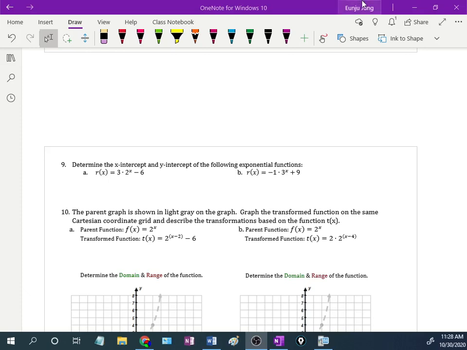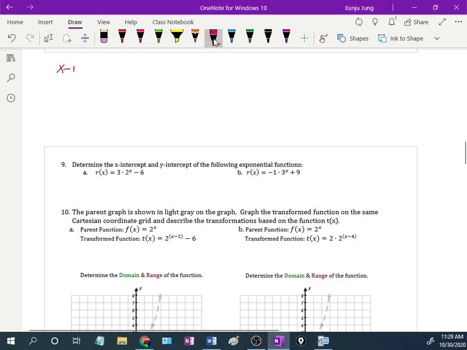Okay, in this video, we will learn how to graph exponential functions by using transformations, okay? And before we do that, let's talk about two terminologies. And let's do page number 7 on this handout, and number 9 is talking about x-intercept and y-intercept.